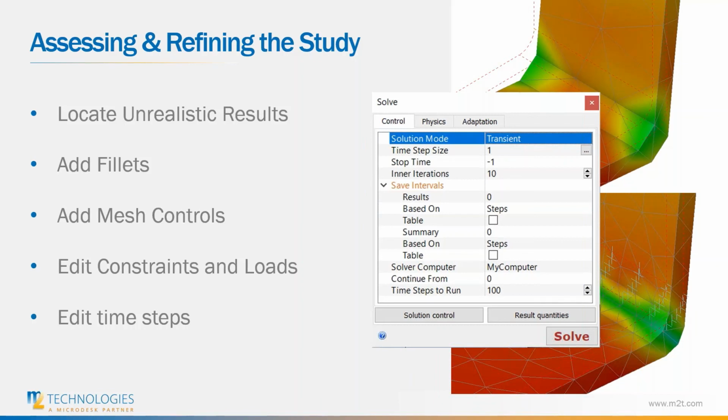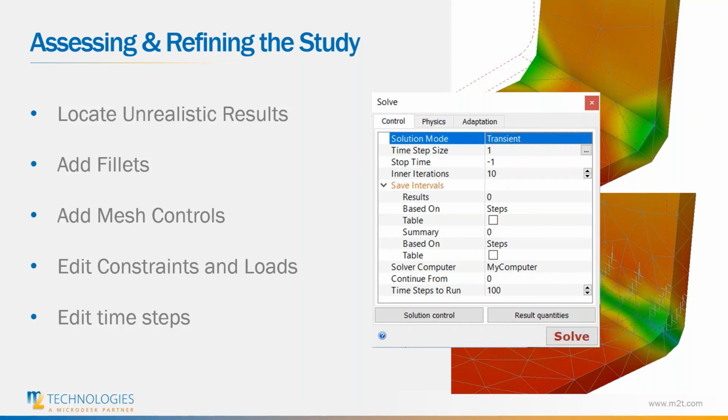We can also go back and add fillets to any locations with sharp edges that are causing errors, or we can edit our constraints and loads to different placements if they are causing issues, or change the values if needed if we are well beyond the area of our limitations.